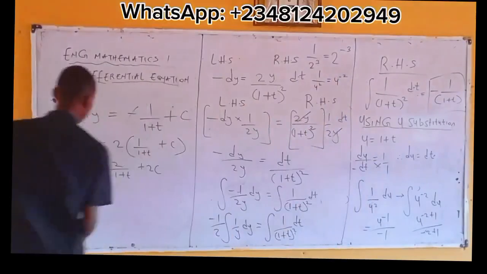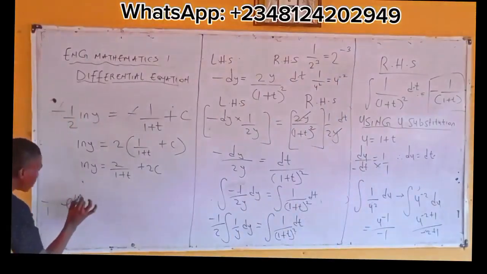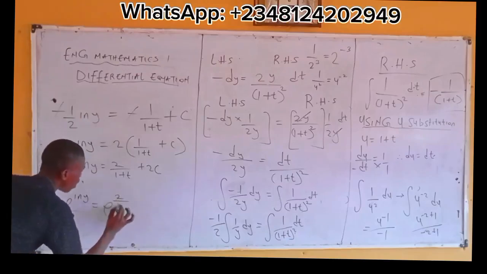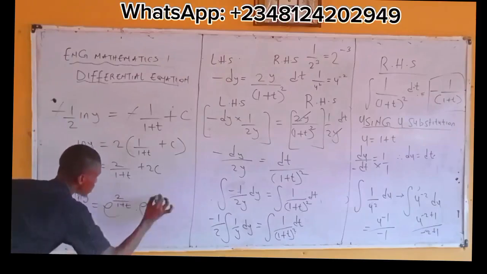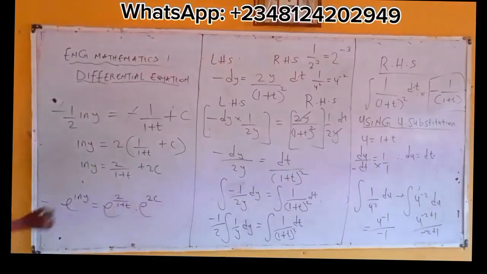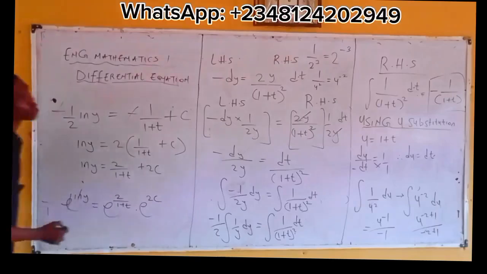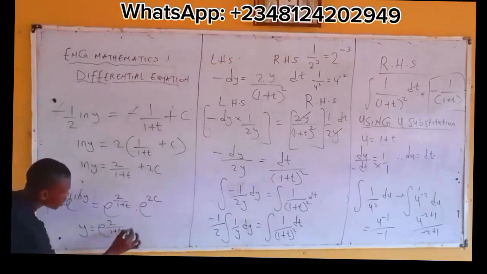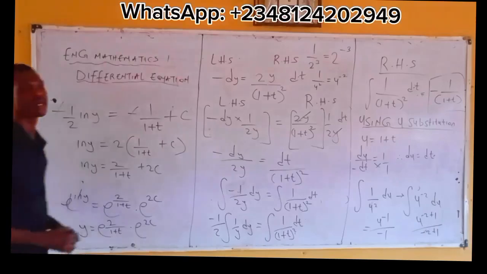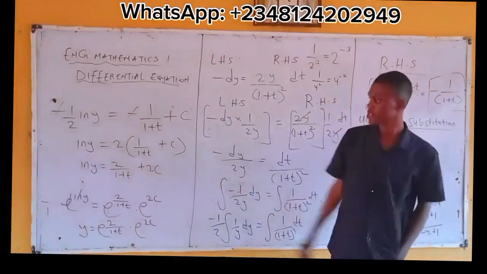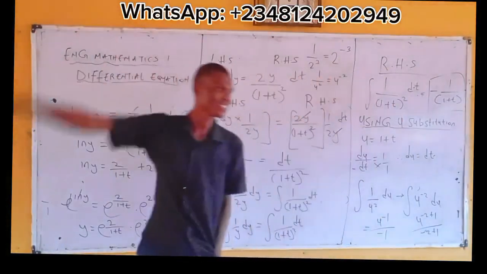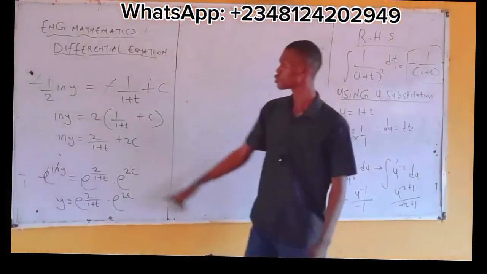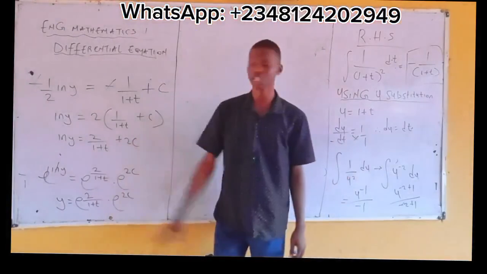Meaning that exponential of ln y is equal to exponential of 2 over 1 plus t times exponential of 2c. Now, exponential cancels ln. It becomes y is equal to exponential of 2 over 1 plus t times exponential of 2c. That's it. Can you see how logarithm entered calculus? It's actually interesting. Up to this level, we took logarithm, we took exponential to both sides, right?